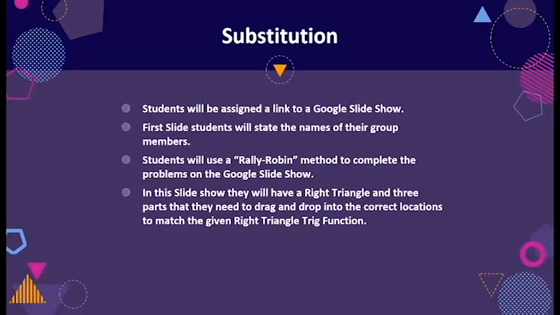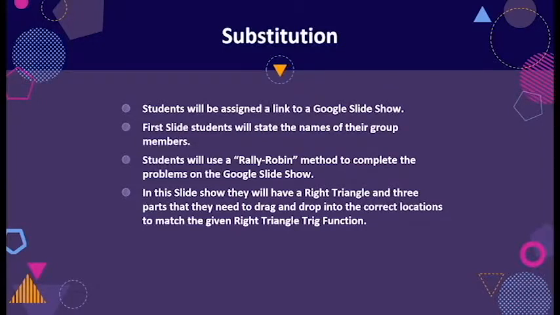This activity represents the substitution level of the SAMR model. Because of that, it just replaces the pencil and paper. The student will be assigned a link from a Google slideshow. On the first slide, students will state their names and their group members.